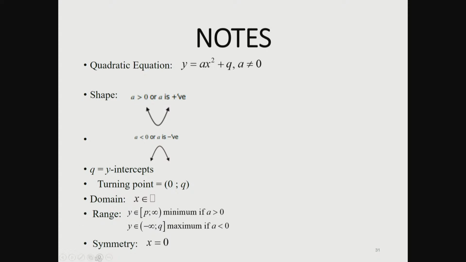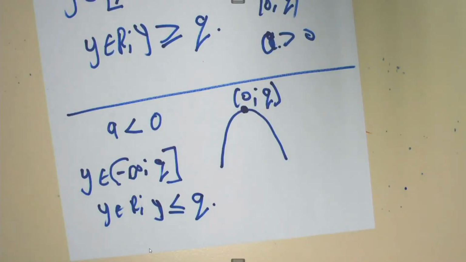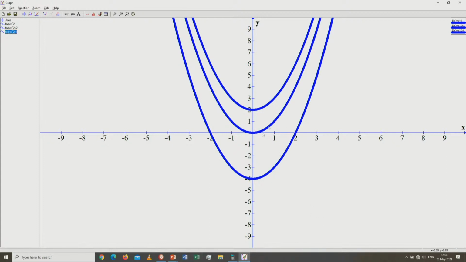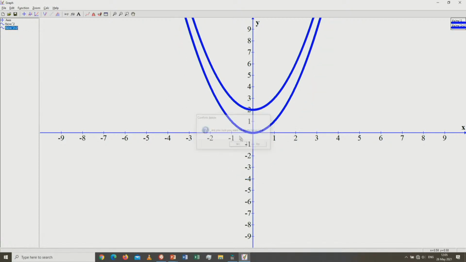Thank you. Then we have the axis of symmetry: x equals 0. Now, what is it that you are referring to here? When you look at a graph, let me go to the graph. This is the graph, right? The axis of symmetry is this line here. Maybe I must draw it so that we can see what you're talking about.